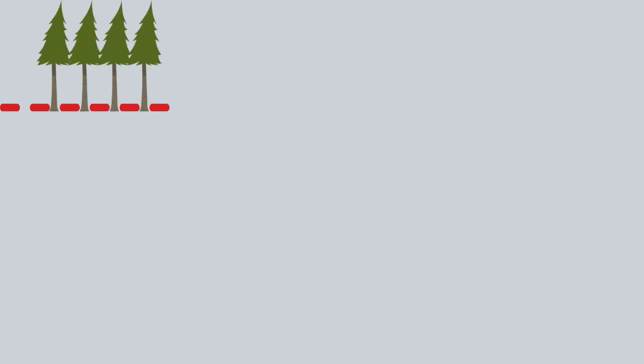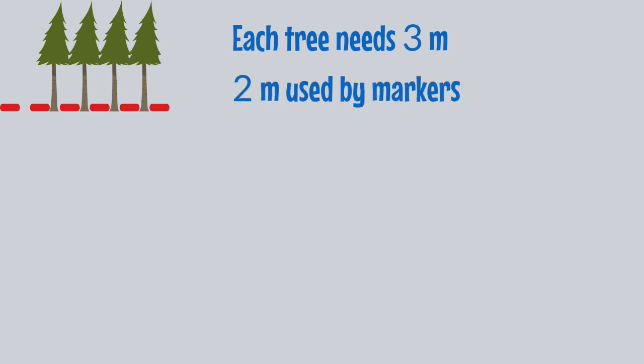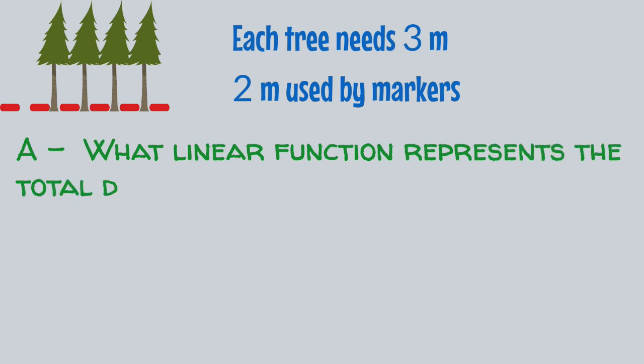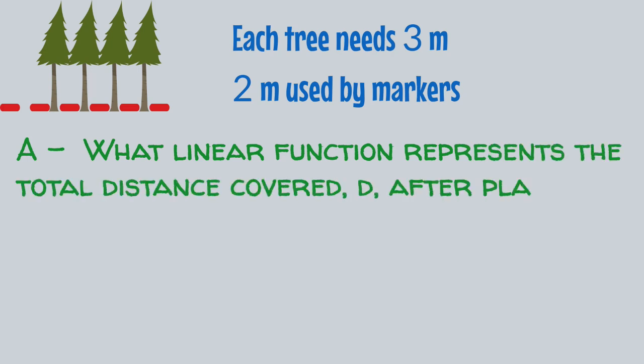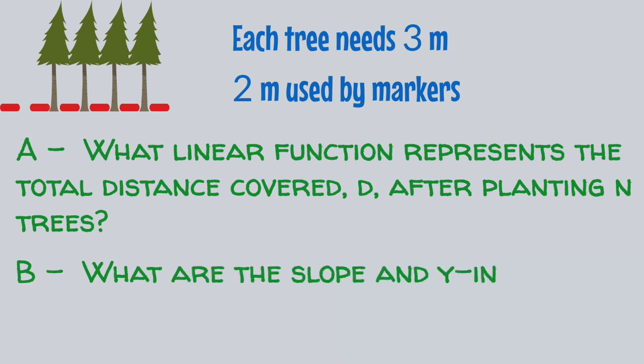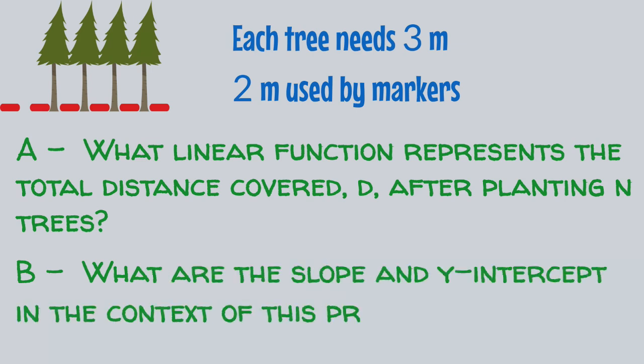Bryce planted a row of trees along a forest path. Each tree needs 3 meters of space, and he had 2 meters of space used by existing markers. What linear function represents the total distance covered, d, after planting n trees? What are the slope and y-intercept in the context of this problem?